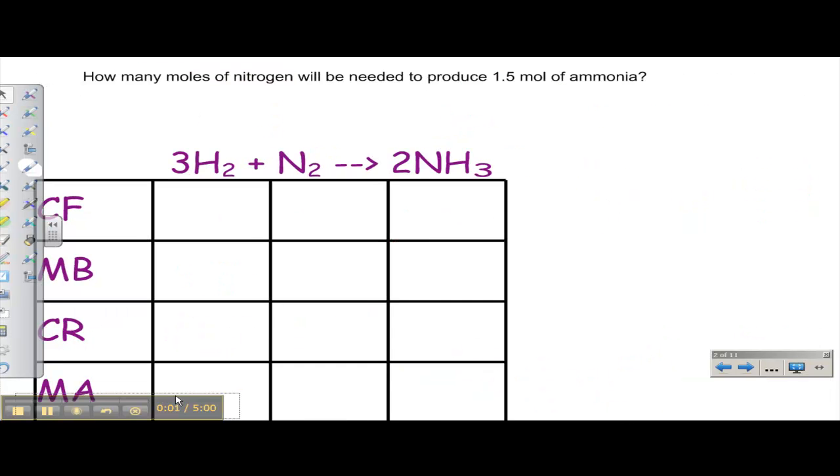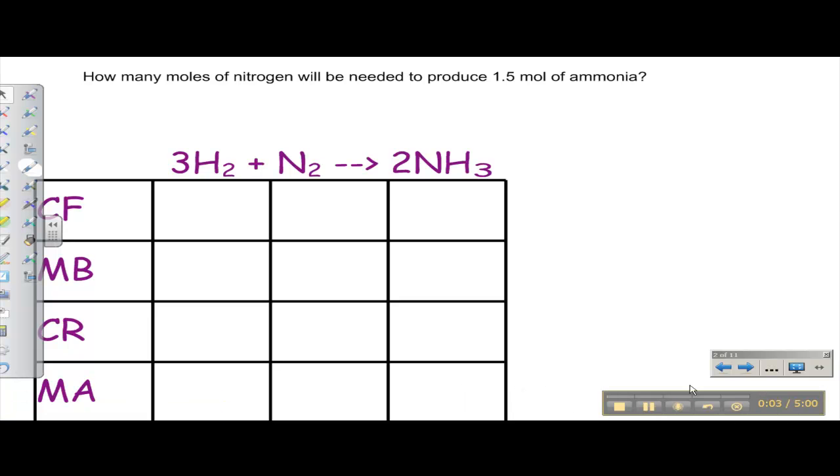Let's look at our next example. Notice we're using the same balanced equation for this one. So how many moles of nitrogen will be needed to produce 1.5 moles of ammonia? So let's label our equation: 1.5 moles of ammonia. We are looking for moles of nitrogen. Now notice here they're giving us a product and asking us how much reactant will be needed. So we've got to do this just a tiny bit different.